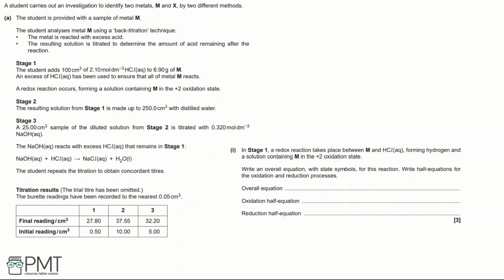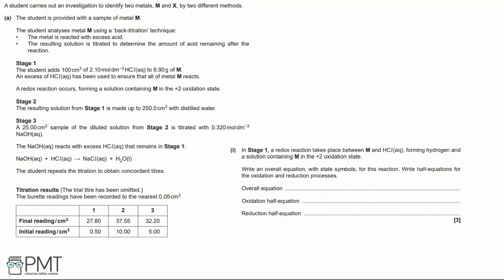Stage 1. The student adds 100 cm³ of 2.10 mol dm⁻³ hydrochloric acid to 6.90 grams of M. An excess of hydrochloric acid has been used to ensure that all of metal M reacts. A redox reaction occurs, forming a solution containing M in the 2+ oxidation state. Stage 2. The resulting solution from stage 1 is made up to 250 cm³ with distilled water.